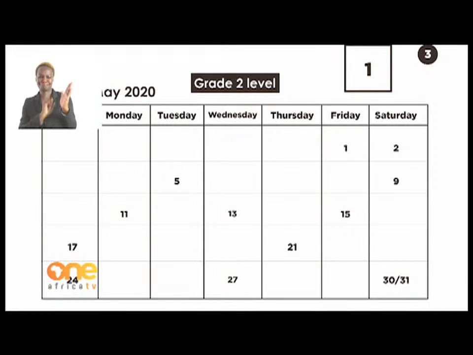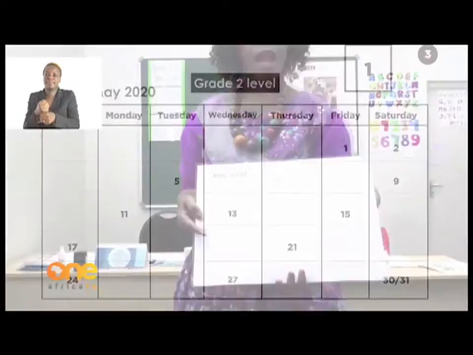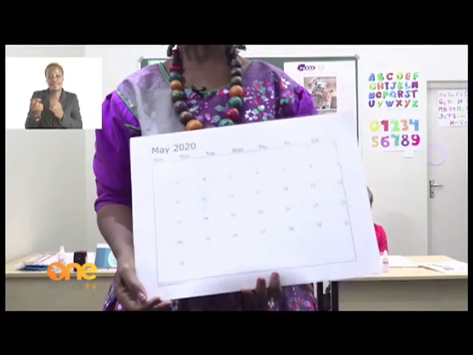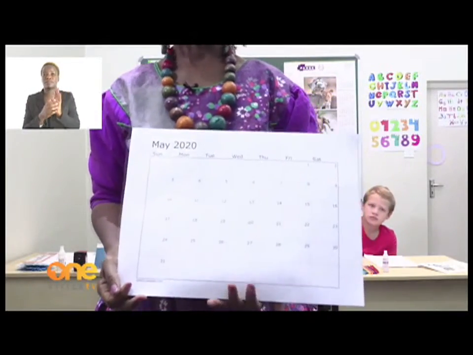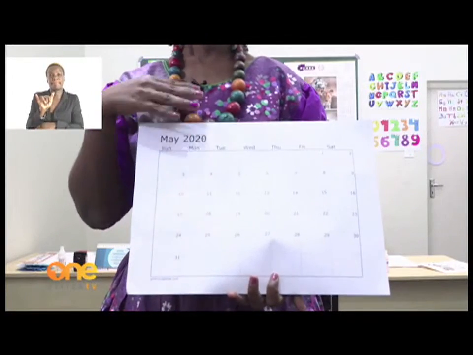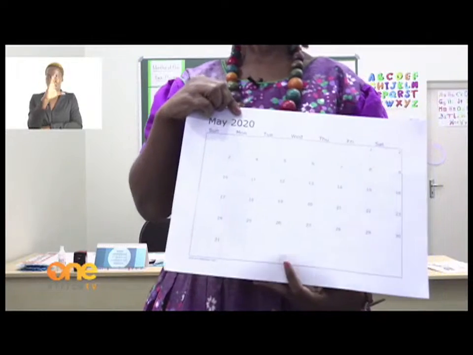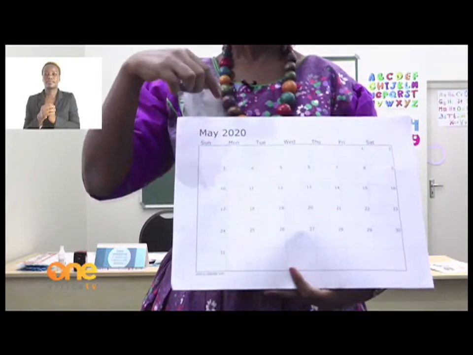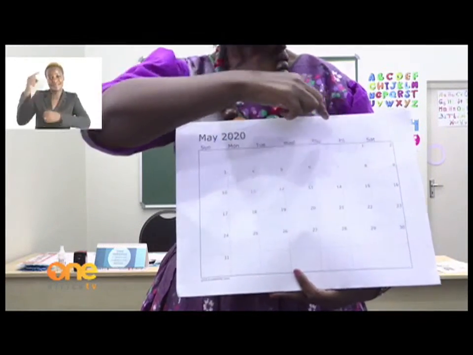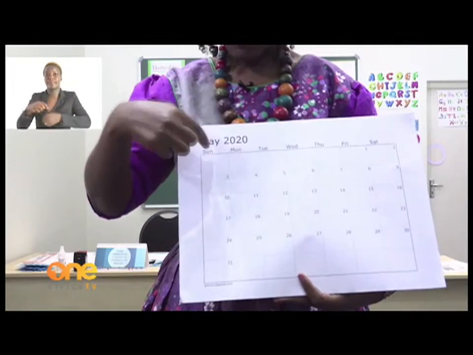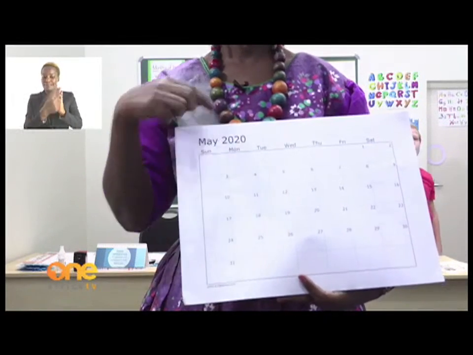A calendar is a chart that shows the days, weeks, months of the year. And now here I have a calendar for you for May. But this one is not the whole full calendar. This is only a monthly one. All right, so here we have the days of the week on the first row here, and then we have all the boxes with the numbers in them.